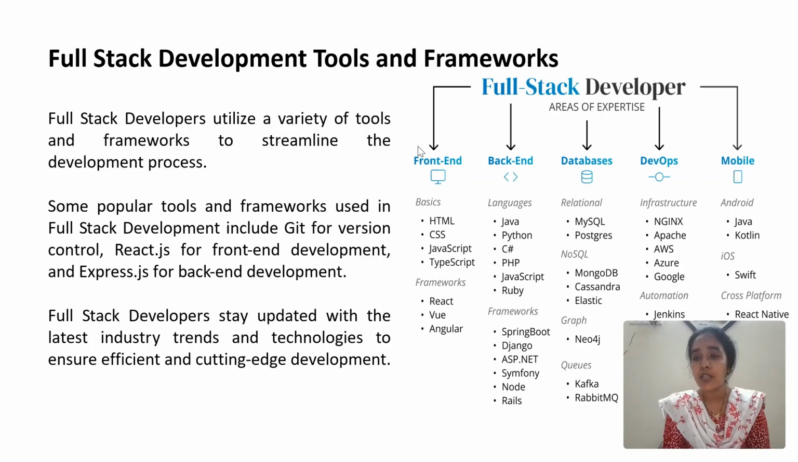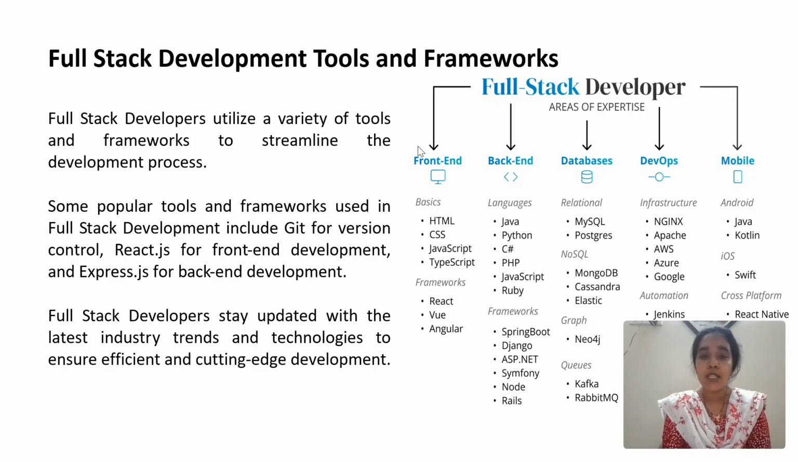DevOps infrastructures: NGINX, Apache, AWS, Azure, Google. DevOps automation: Jenkins, GitLab CI, Ansible. Virtualization: Docker, Kubernetes, VMware. Coming to mobile, we use Android, iOS, or cross-platform. For Android, Java or Kotlin. For iOS, Swift. For cross-platform, React Native, Ionic, Xamarin, PWA.